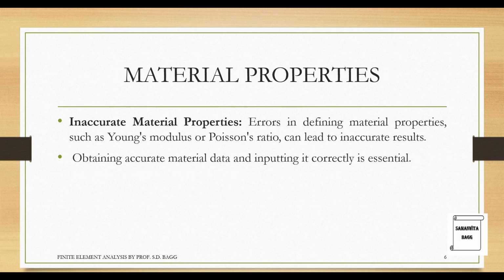The next reason for error is the material properties. Errors in defining material properties such as Young's modulus or Poisson's ratio can lead to inaccurate results. Obtaining accurate material data and inputting it correctly is essential. Suppose you are discussing plain carbon steel, see to it that you take the correct values of the properties that are supposed to be fed into the software, and then you go for the analysis. So Young's modulus and Poisson's ratio, suppose you go for structural analysis, are the two important parameters. So see to it that you give correct values for them.